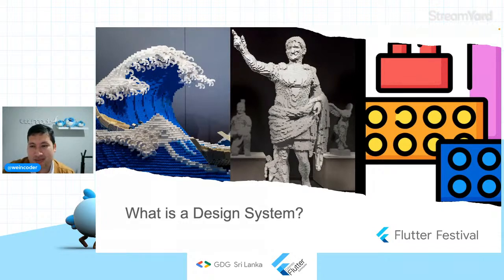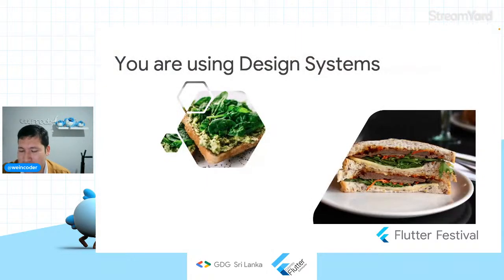Many people use these blocks to make complex structures, but they are using the same blocks of the Legos. Every single day, people are using design systems. For example, imagine we are going to prepare a sandwich. Although we use the same bread and some similar ingredients, we can make different appetizers using the same elements. However, the bread will still be bread even if it is used for other things.